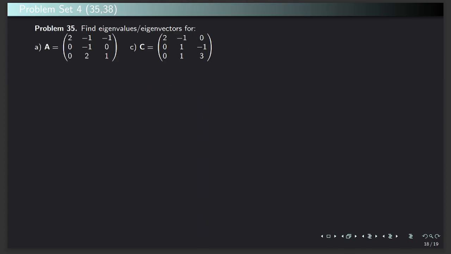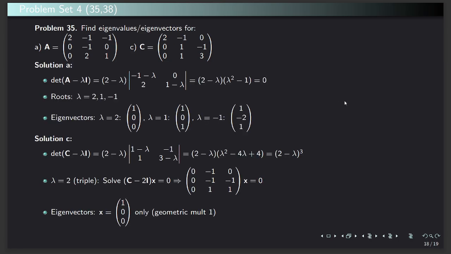Problem 35 requires finding the eigenvalues and eigenvectors for two matrices. For matrix A, we solve the characteristic equation and find three distinct real eigenvalues: 2, 1, and negative 1. For each eigenvalue, we solve the corresponding homogeneous system, A minus lambda I times x equals 0, to find the associated eigenvector.